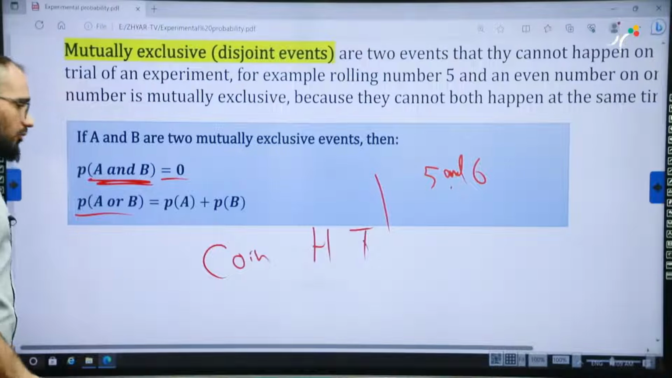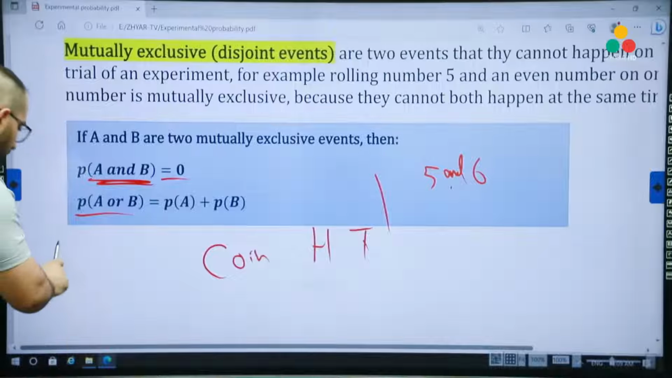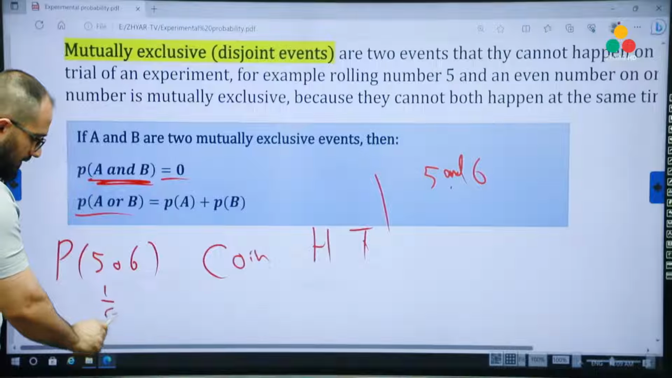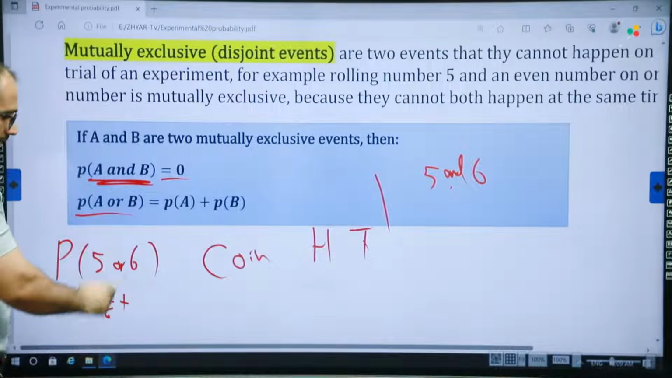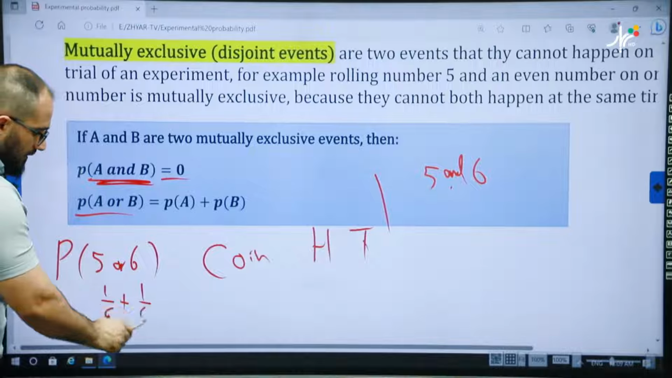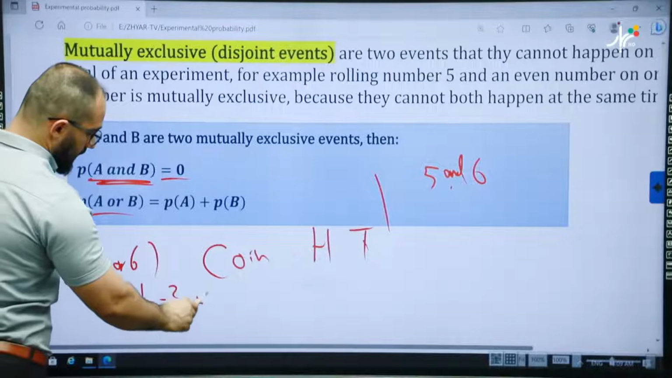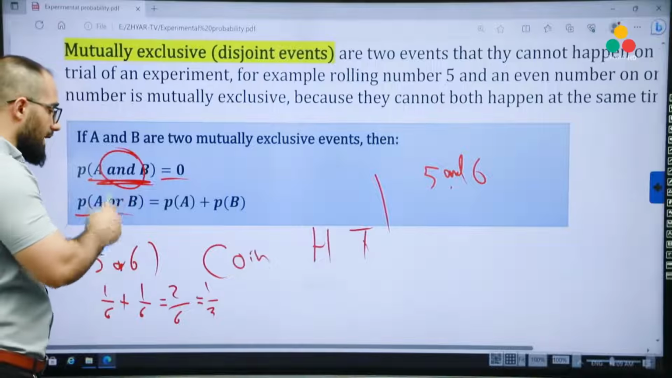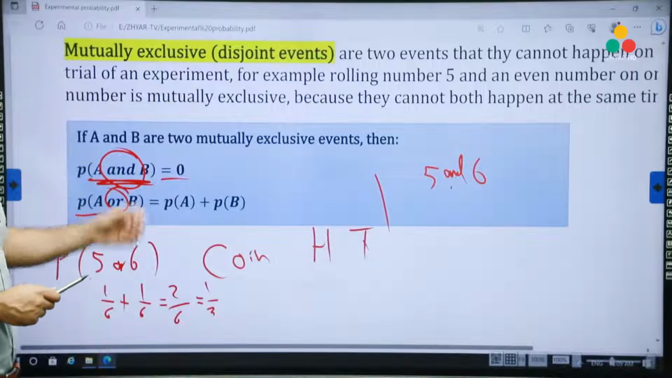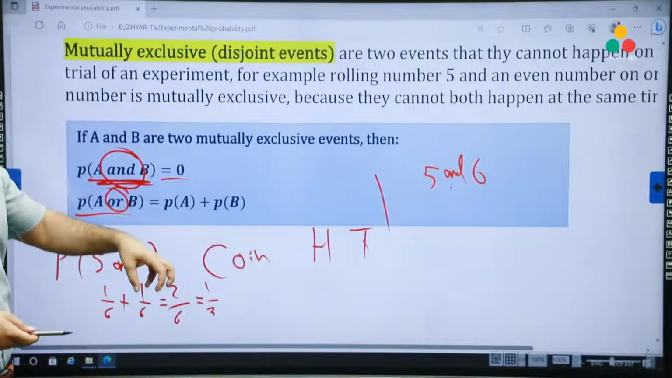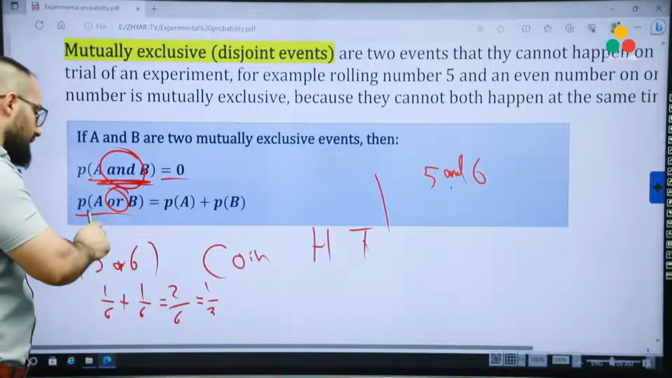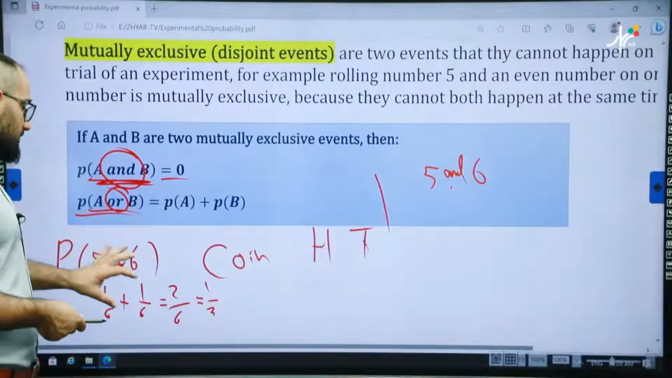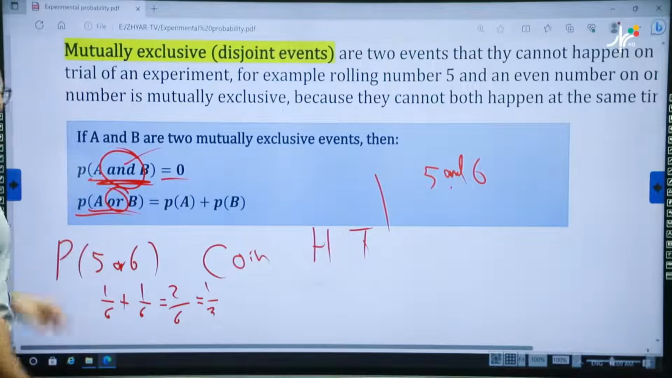But P of A or B, we are going to add it as we solve it. P of, let's say, 5 or 6. P of 5 is 1 over 6 plus, this is or, not and, P of 6, it's 1 over 6, is equal to 2 over 6, and it is 1 over 3. So you have to be very careful that there is a big difference between and also or. When you say and, it means both of them happen at the same time, and it's impossible. But when you say or, let's say 5 or maybe 6, it is possible. But for and, it is impossible.